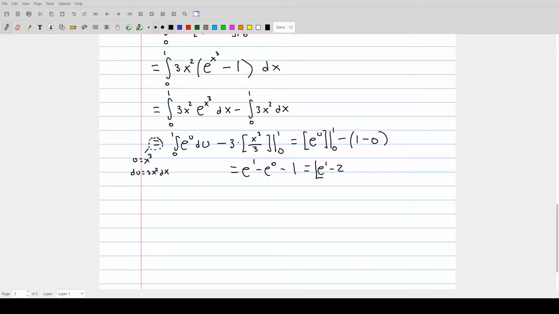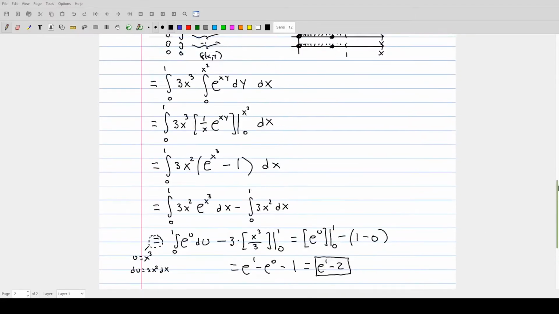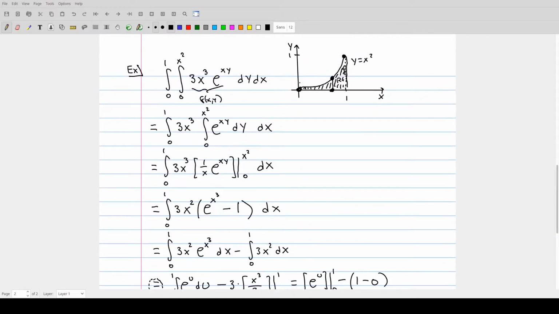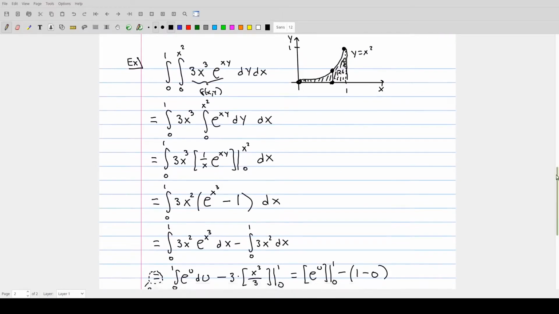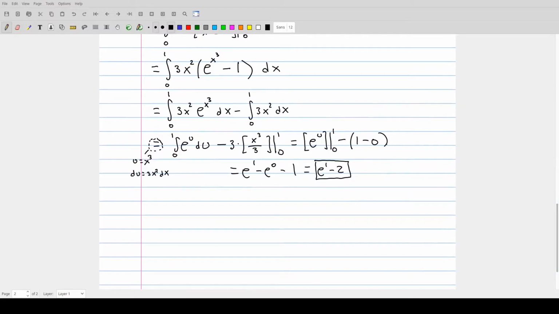And this value is the double integral of this function over this region right here. It's approximately equal to 0.718282.